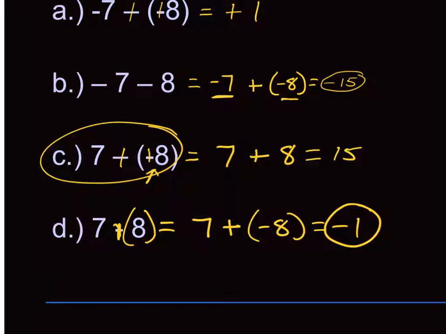Negative 1. We knew it was going to be negative, and 8 minus 7 is 1. So it pulls it all together there.